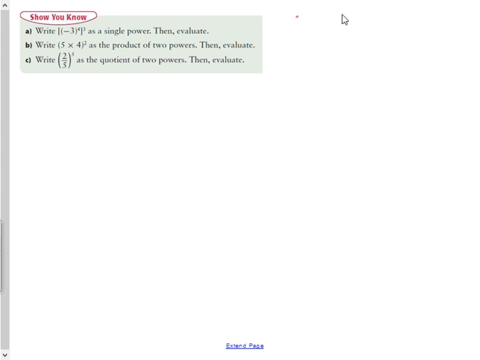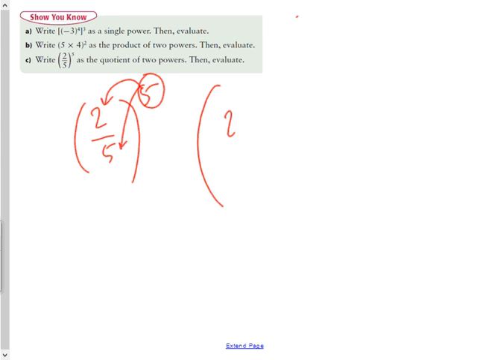So we'll do C first. C says 2/5, sorry, a fraction to the exponent 5, and it asks us to express the quotient of 2 powers, because we can really think of this as 2 divided by 5. The same thing that we did up here, we're going to do with division. The exponent of 5 is given, using the idea of the distributive property, to both parts, both the numerator and the denominator of the fraction, or the parts of the division. 2 gets the exponent of 5, and 5 gets the exponent of 5. So it's going to be 2 to the 5 divided by 5 to the 5.